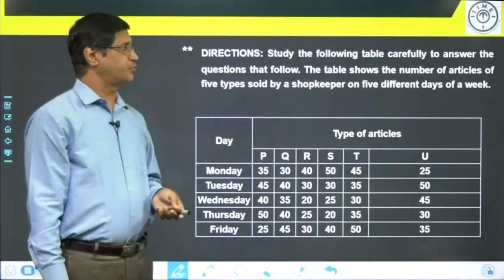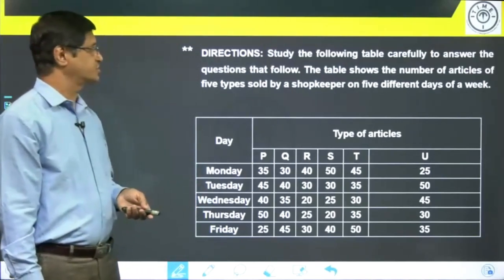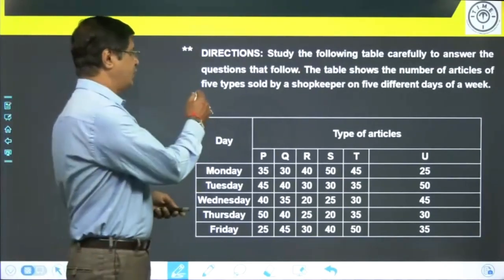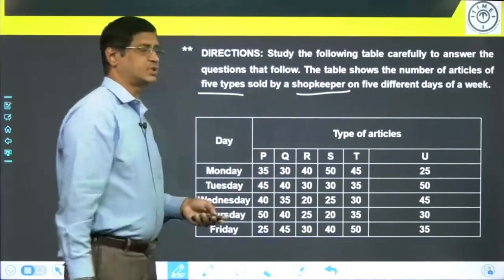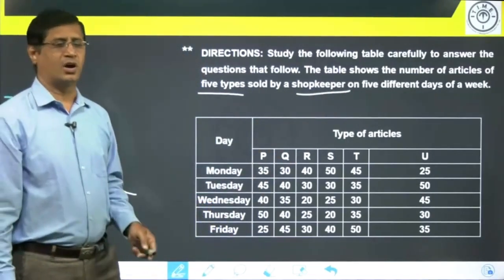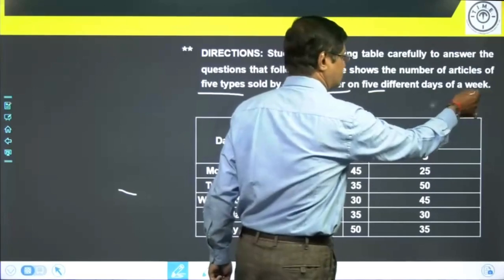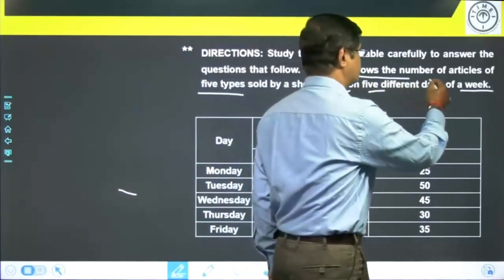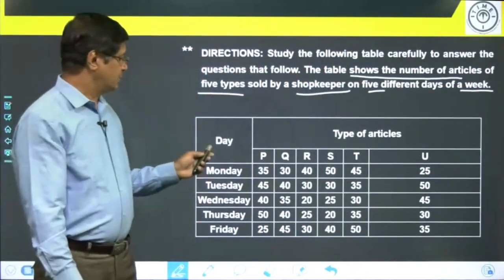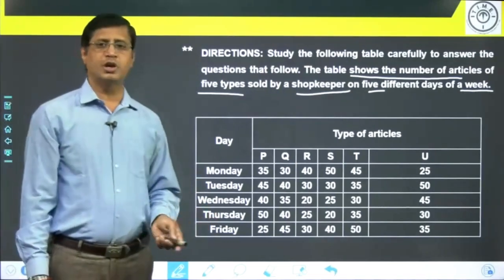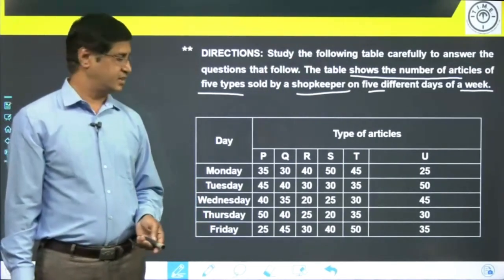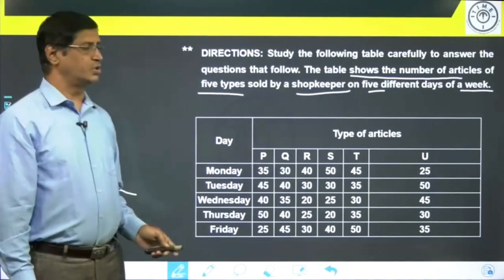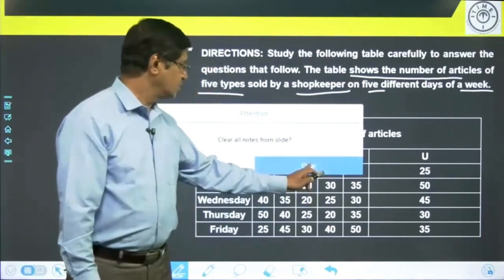The directions given here: study the following table carefully to answer the questions that follow. The table shows the number of articles of 5 types sold by 5 shopkeepers on 5 different days of a week. So the number of articles sold. The days here are Monday, Tuesday, Wednesday, Thursday and Friday. Five days are given here. P, Q, R, S, T and U types of articles are given. By using this information, we need to answer the questions that follow.